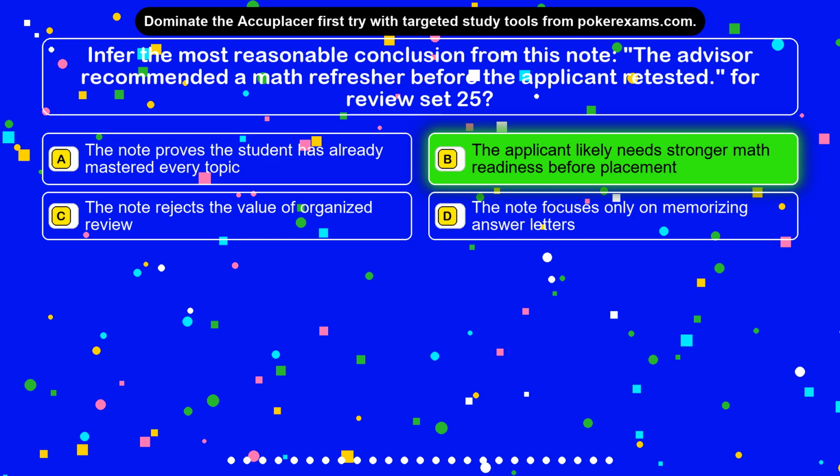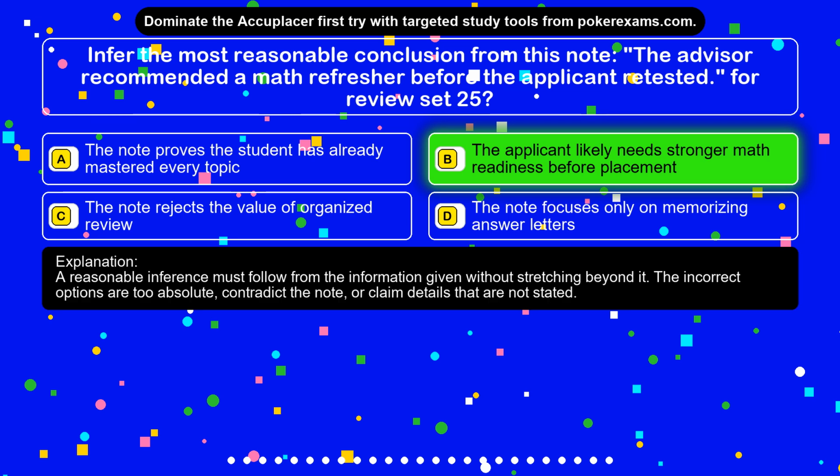The correct answer is option B. The applicant likely needs stronger math readiness before placement. A reasonable inference must follow from the information given without stretching beyond it. The incorrect options are too absolute, contradict the note, or claim details that are not stated.